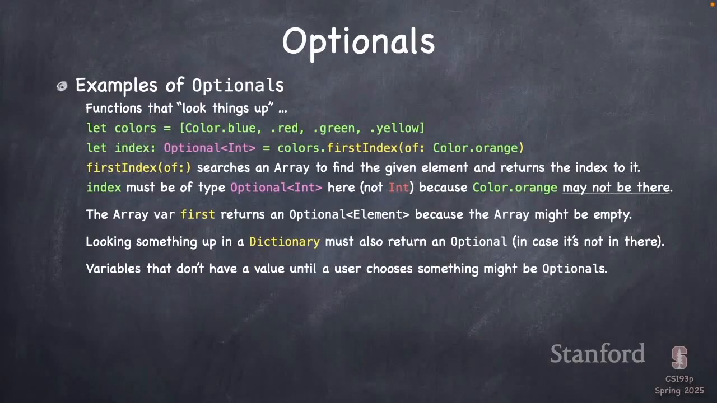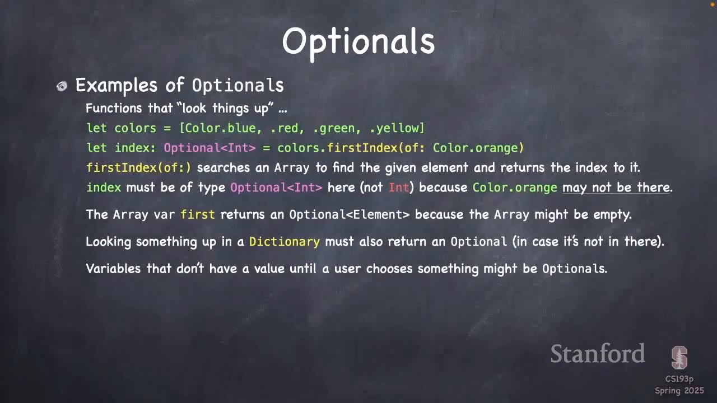Also, variables that don't have a value until later in their lifetime. Maybe there's some variable that doesn't have a value until you click on something in the UI, and then it gets a value. It starts out in the none case, and then when you click on the thing and it gets a value, now it goes to the some case with the value that you chose. Lots of uses for it.